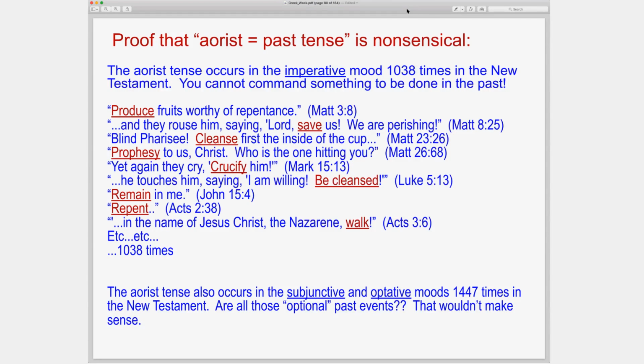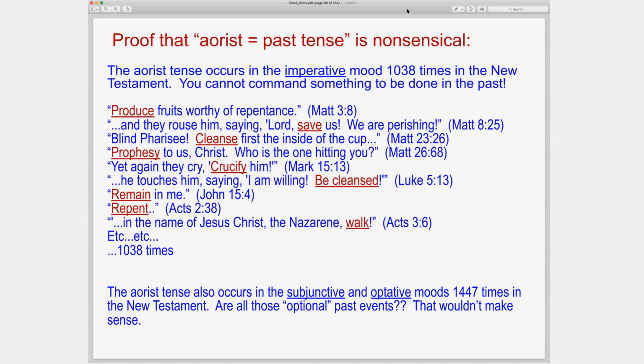This is when Jesus was asleep in the boat. The disciples wake him up and say, "Save us." They're not commanding him to save them in the past, because they're saying we are perishing in the present. So they want him to save us.